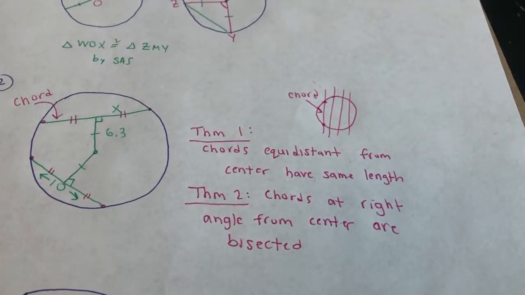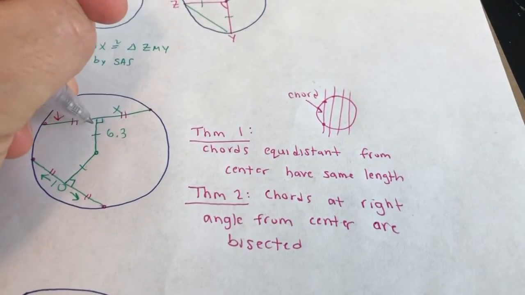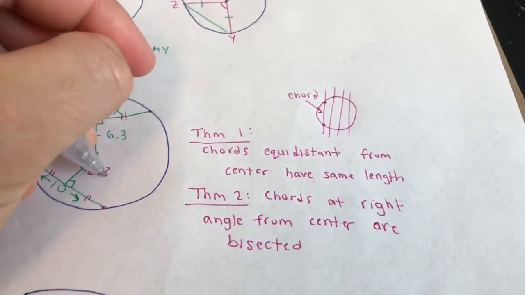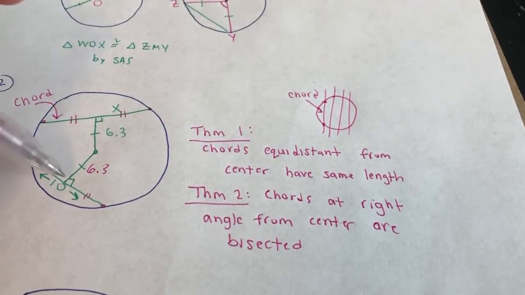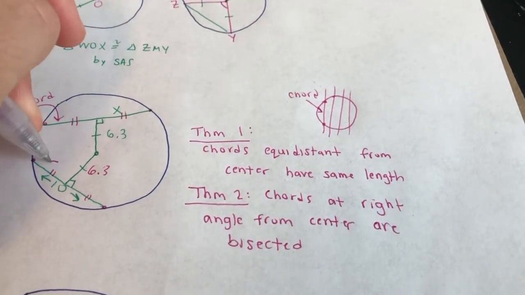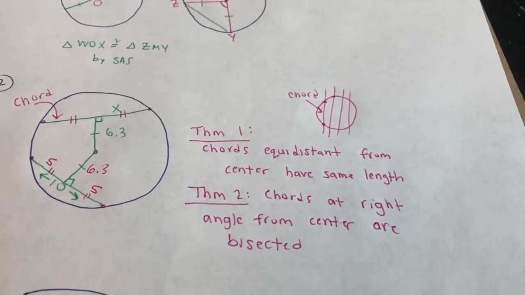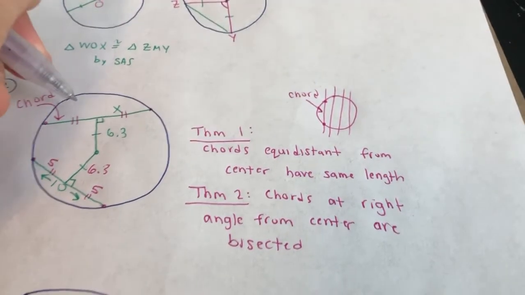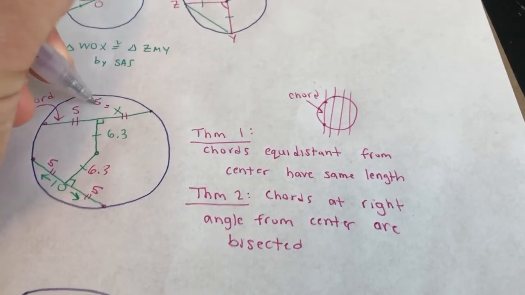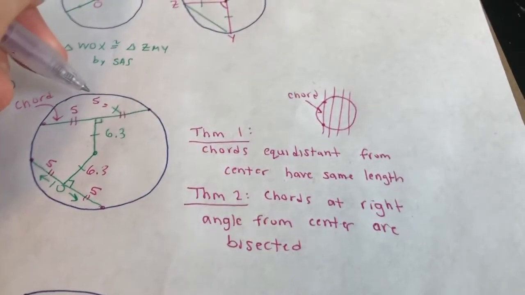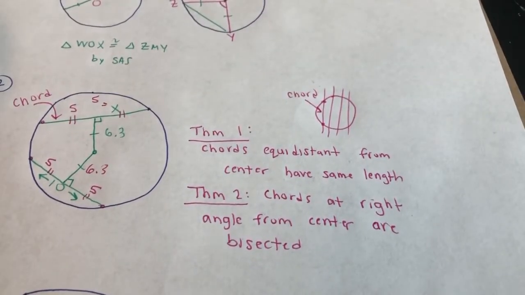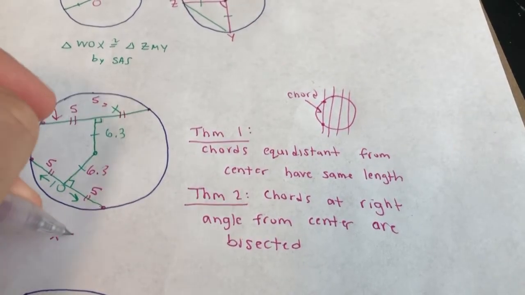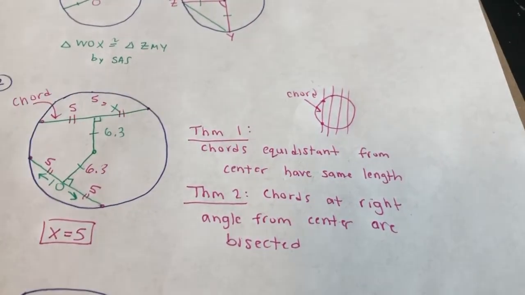So if we wanted to find x, if this is 6.3, then we know that this is 6.3. It's given that this whole thing is 10, and if it cuts it in half, that means this part's 5 and this part's 5. Like I said, chords that are equidistant from the center have the same length, so that means this has to be 5 and x has to be 5. So I'll write the answer right here: x equals 5 in this example.